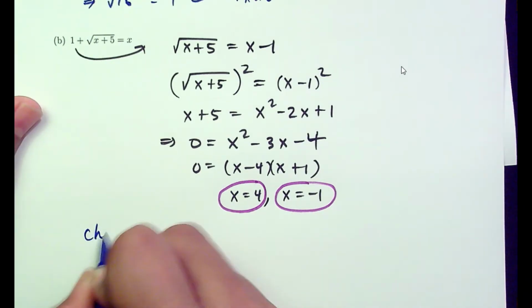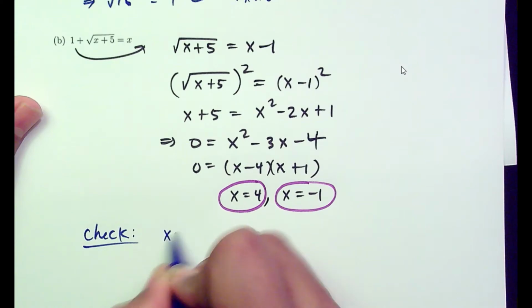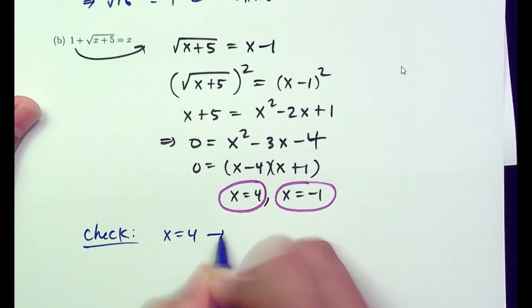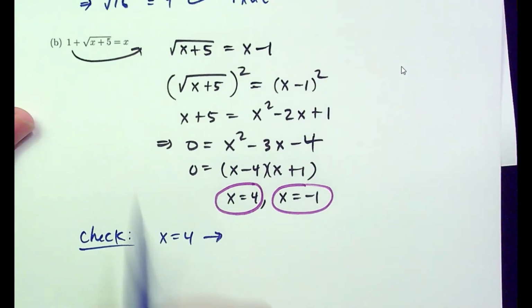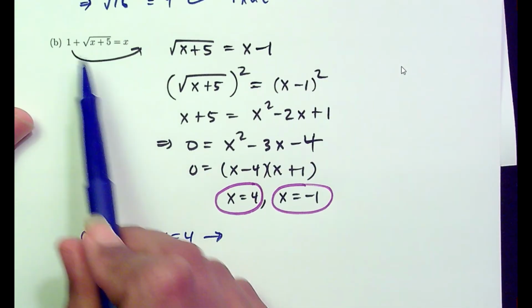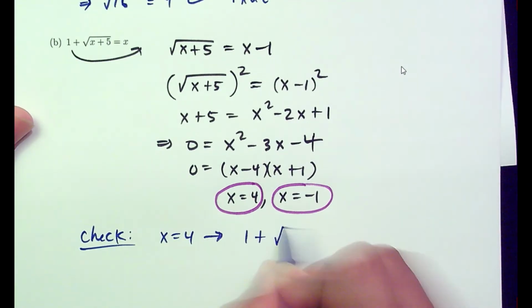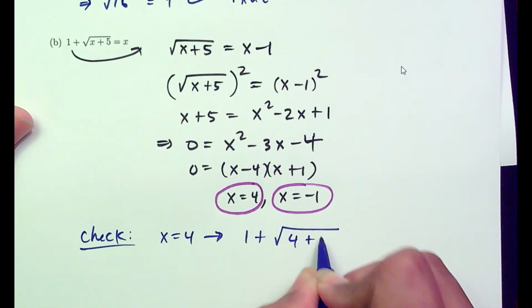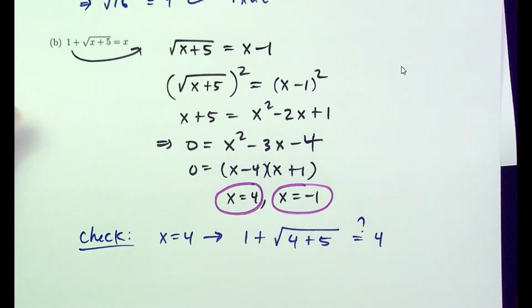Okay, now let's check. First, I'm going to check x equals 4. Let's plug it in. x equals 4 in the original equation. This one has to be in the original equation. So 1 plus square root of 4 plus 5. Is it true that these things are equal? Is it true that when I plug in x equals 4, you get an equation that is true?